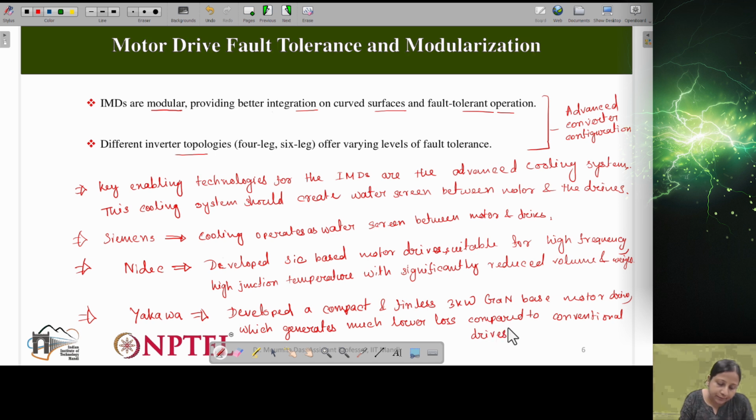So you can see here the Siemens, Nidec and Yakawa. Siemens basically have developed the cooling medium. Then Nidec have developed the silicon carbide based motor drive, and Yakawa developed the gallium nitride based motor drive. Depending upon the kind of devices, the drive can be taken from that particular industry, and then it will be connected to the motor. The cooling medium can be selected from suitable places. Here Siemens cooling can be operated in between the motor and the drives. That is how the system can be jointly connected together, right?